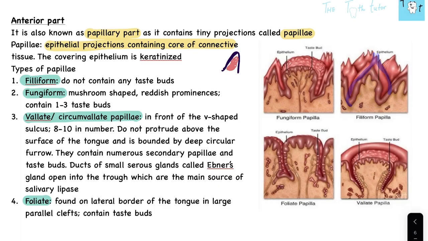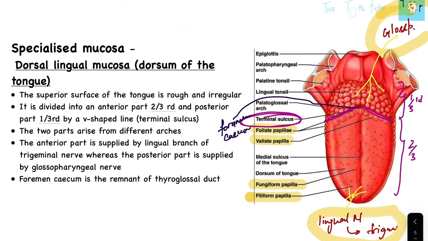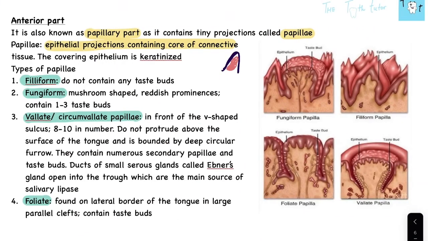Now coming to the vallate or the circumvallate papillae, these are found in front of the V-shaped sulcus, the sulcus terminalis. Now they are 8 to 10 in number. So we saw over here, these ones, they are total 8 to 10 in number. They do not protrude above the surface of the tongue and are bounded by a deep circular furrow.